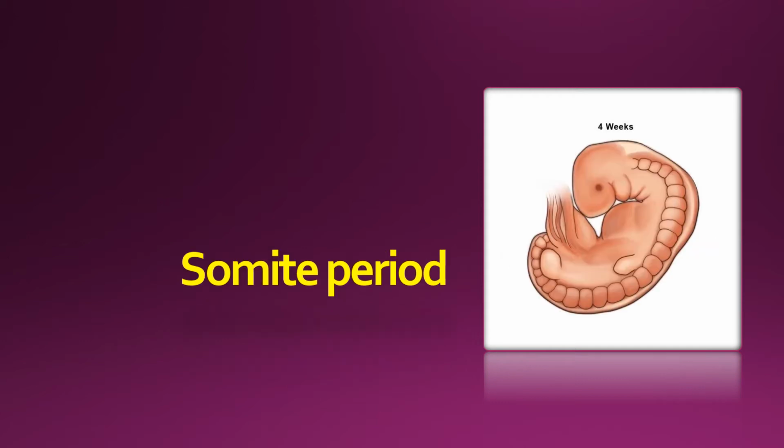This many somites appear by the end of the first month, that is, at the end of the 30th day, we can see the appearance of somites. So this approximately determines the age of the embryo.